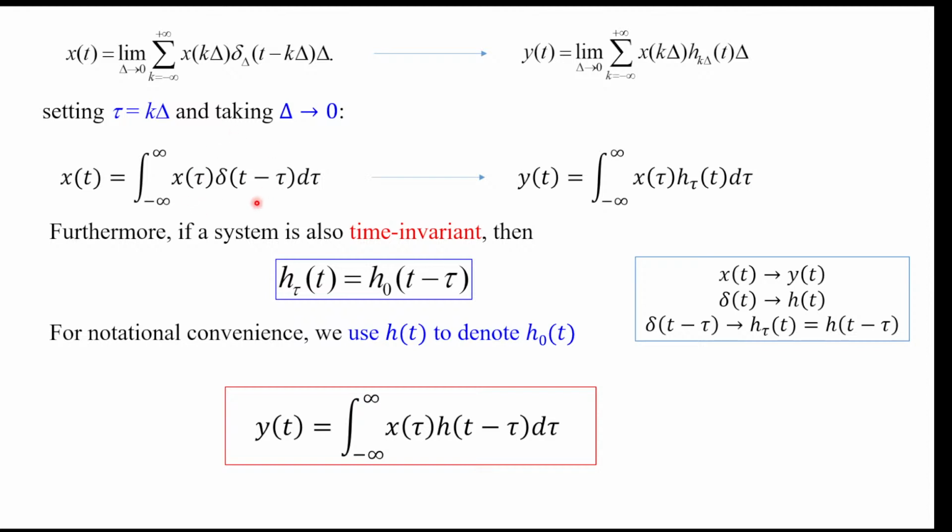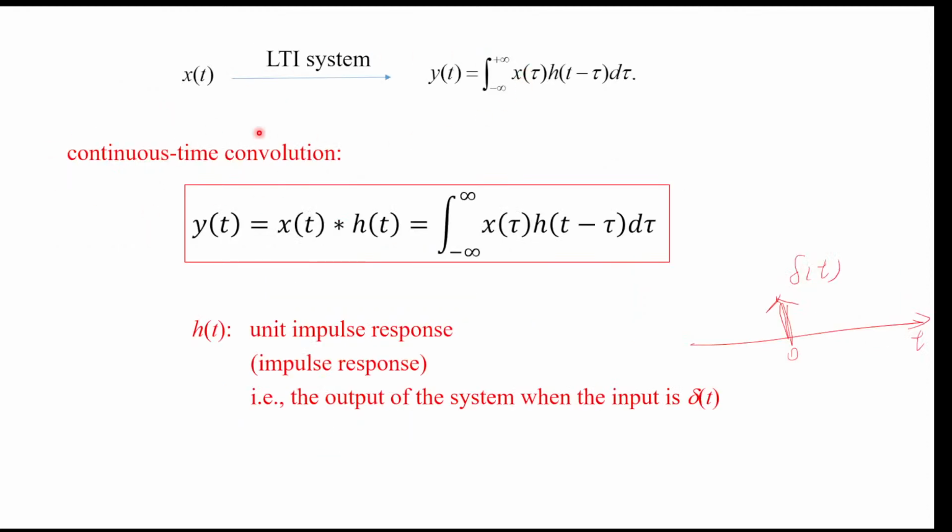So this is like a linear combination of delta functions, but with the integration sign here. Anyway, here is the continuous time convolution formula we will use a lot. That's y of t equals x of t convolved with h of t, equal to the integral from minus infinity to plus infinity of x of tau times h of t minus tau d tau.